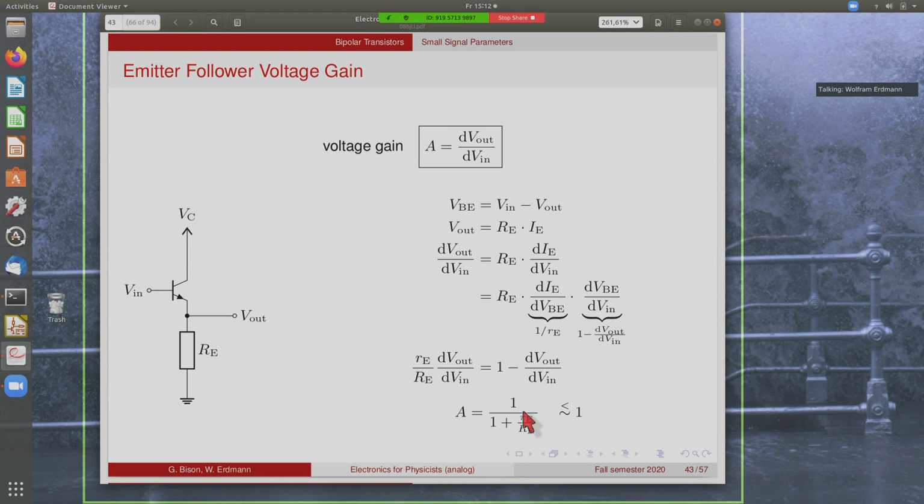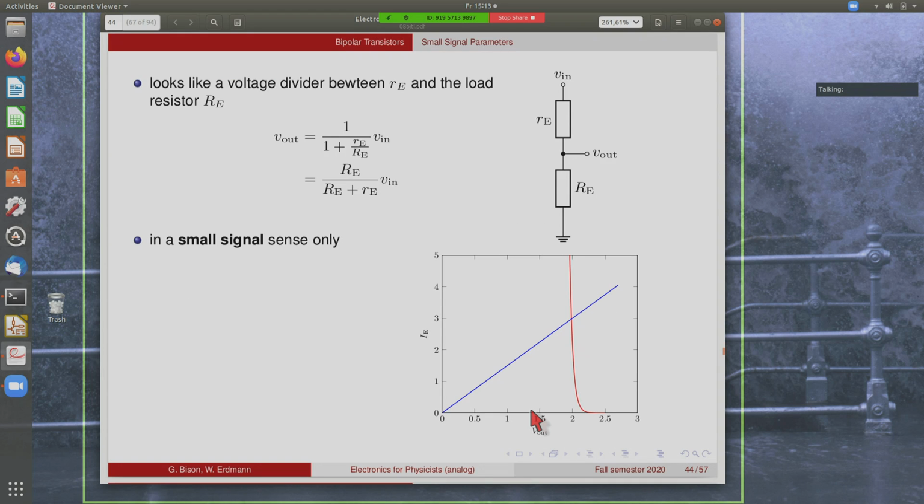Okay, so if you look at this term here, this factor looks a bit like a voltage divider between the little RE and the large RE. As you can see here, if you multiply both terms with RE, you get this here, which is the exact expression that you have for a voltage divider. So the output voltage here depends on the input voltage as if there was a voltage divider here.